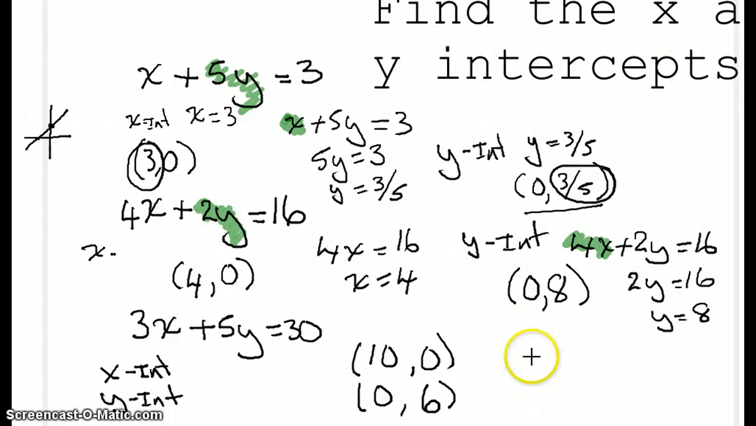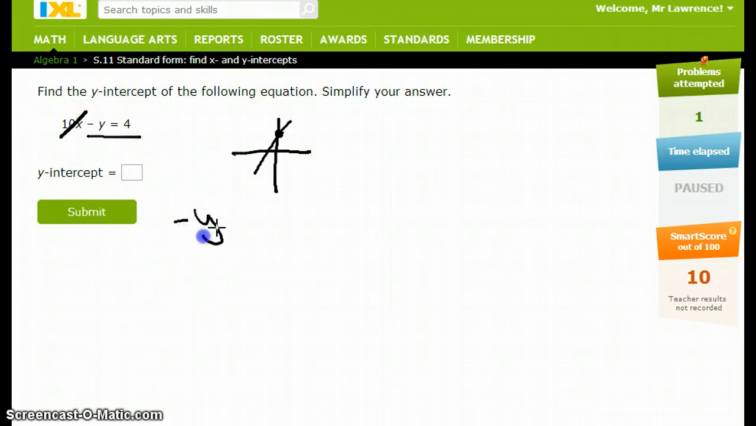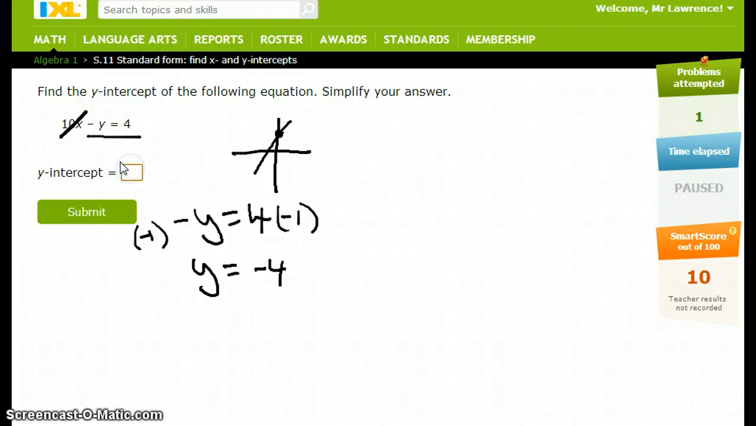Well, let's take a look at some ones from the IXL. Actually, let's do one more example here. So we're looking for the y-intercept. When I know that I'm looking for the y-intercept, I'm going to draw myself a little picture, I know that x is equal to 0. So I can cross out the x, and I'm left with negative y equals 4. They're asking just for the y-intercept. I need to know what y is equal to. So I multiply both sides by negative 1, and I'm left with y equals negative 4. Let's see how we did here.